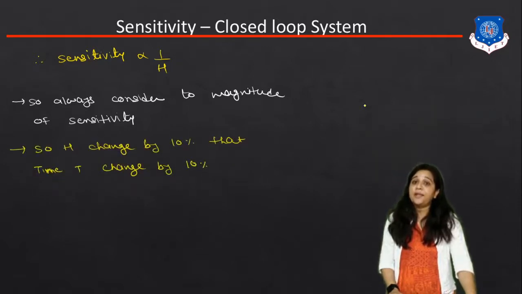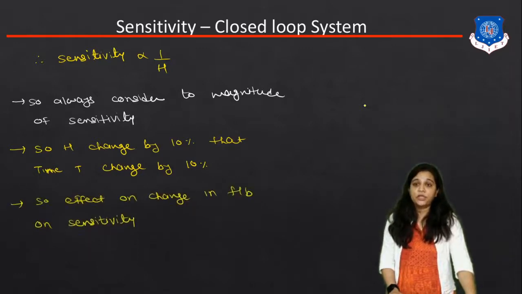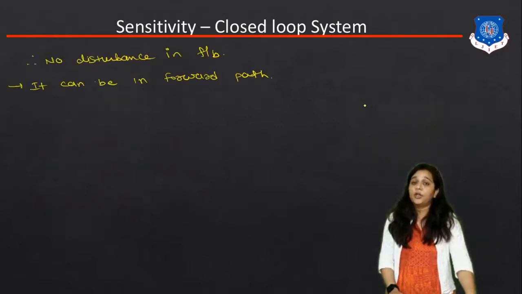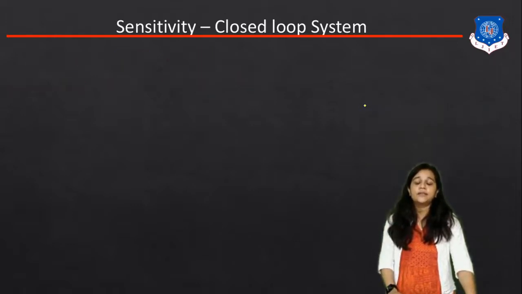So if it changes by 10%, that means the T changes by 10%. So a change in the feedback loop also affects the sensitivity. How it is affected, we will study in the next example. If there is no disturbance in the feedback loop, it is always in the forward path. Whenever a disturbance is added in the system, it is always in the forward path.